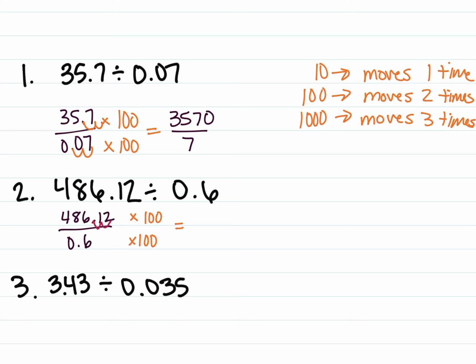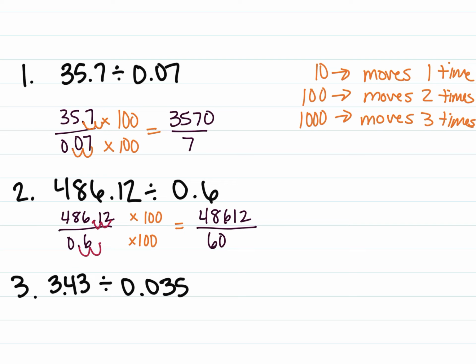That moves it 2 spots here and gives us 4, 8, 6, 1, 2, so 48,612. And in the bottom, it moves it 2 spots, which would give us 60. You could also have multiplied by 10 because it only asks for the divisor to be a whole number, not the dividend, but it's okay to do both.